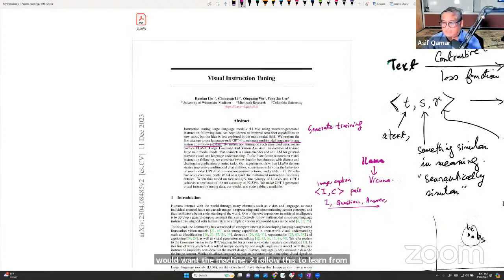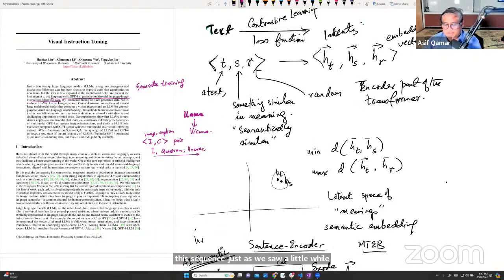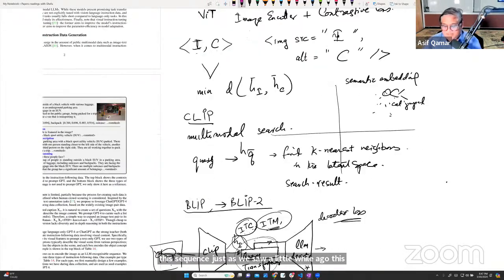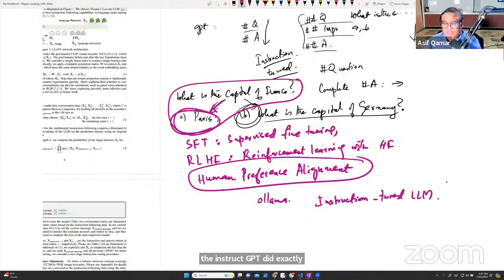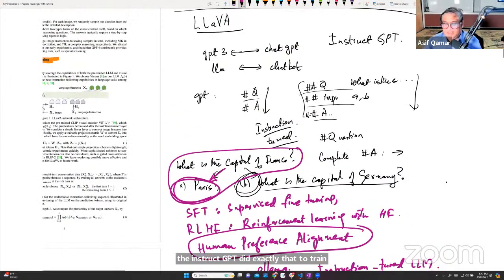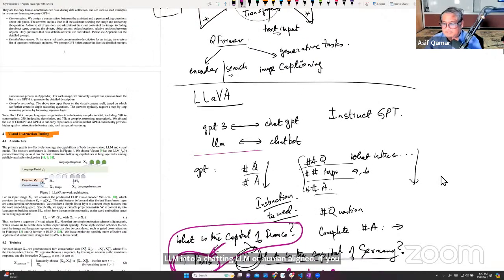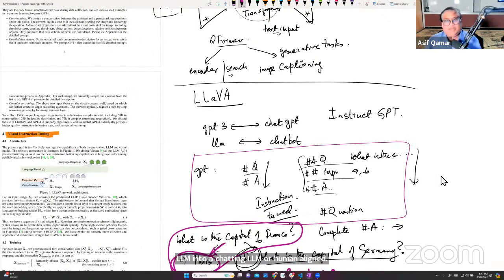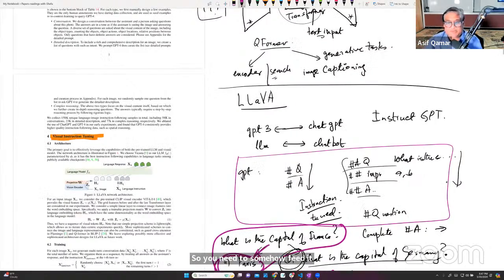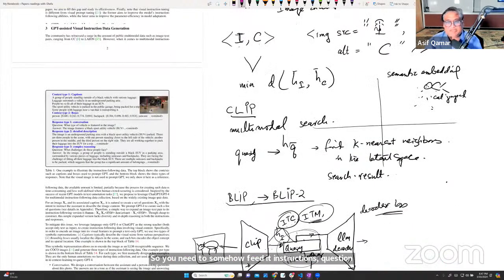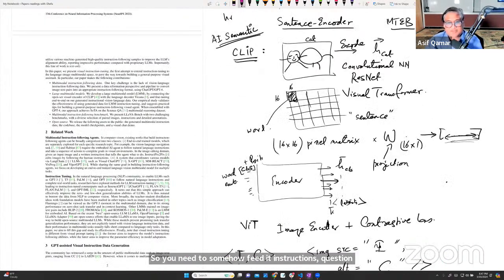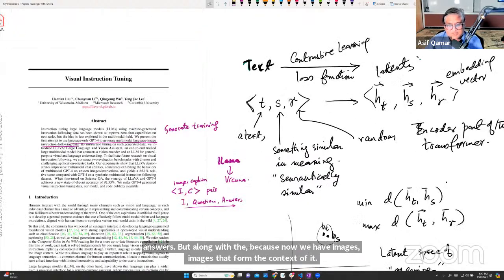Just as we saw a little while ago, InstructGPT did exactly that to convert an LLM into a chatting LLM, or human-aligned LLM. If you remember, what was the instruction tuning part? Question and answer, right? So you need to somehow feed it instructions, questions and answers, but along with images, because now we have images that form the context of it. And so this paper says, let us go and do that.